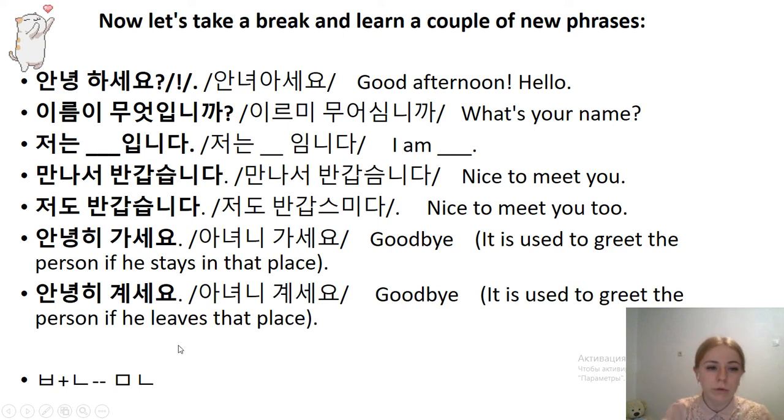So it's 저는, for example, if it's about me. So I'll tell you 저는 다리아입니다. Or you may say 저는 마리아입니다. 저는 닉입니다. Something like that. So you have to put your name here, name or surname if it's necessary. So 저는 입니다. 이름이 무엇입니까? 저는 다리입니다. 이름이 무엇입니까? 저는 니키입니다.